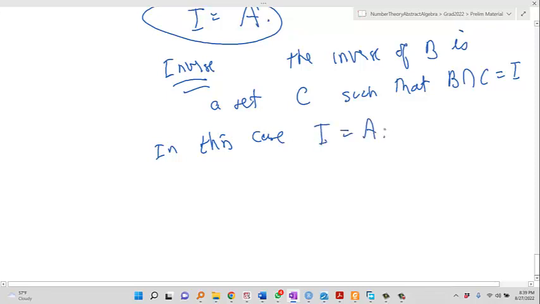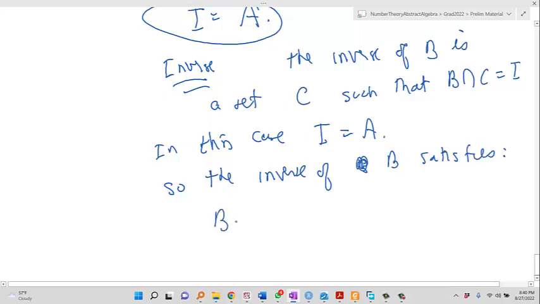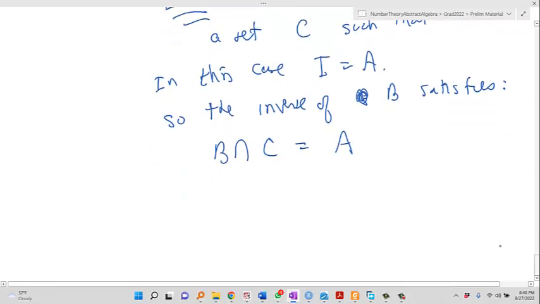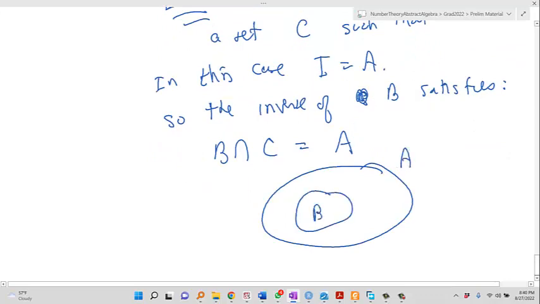All right. So can I always find, for any set B, another set C whose intersection with B gives me the whole set? Sorry, the inverse of B satisfies B intersect C is equal to A. All right, now what do we have here? We have A, which is this big set here. We have B, which is inside. We have C, which is inside. How can I get the intersection of two sets inside of A to be all of A?